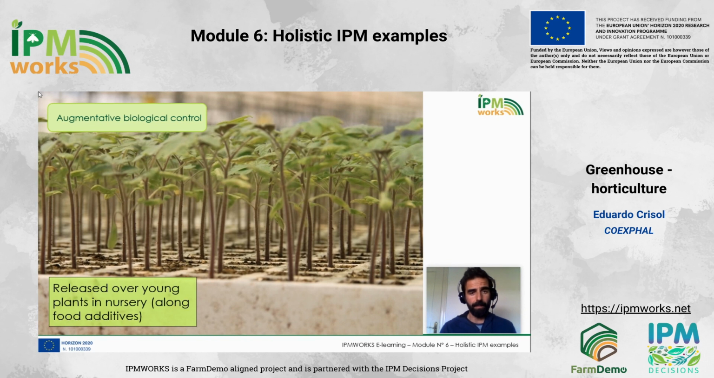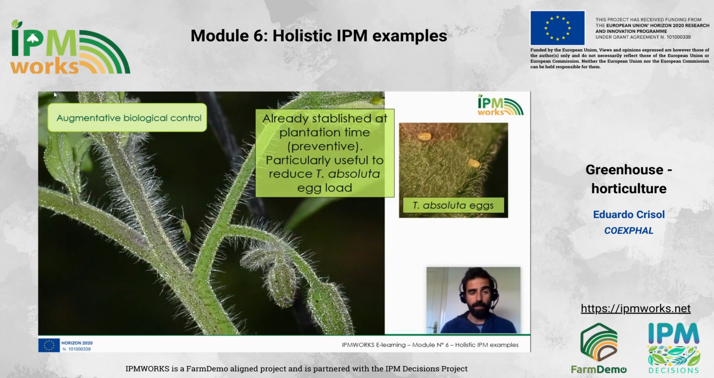The way that these natural enemies are released on the crop is when the plants are very young, in the nursery. So the Nesidiocoris or the mirids are released along with food additives. And this way we have a preventive strategy because we have already an established population of our mirid bugs in the plants. And this way we can prevent the population buildup of Tuta absoluta because they are going to be feeding on the eggs of the pest.